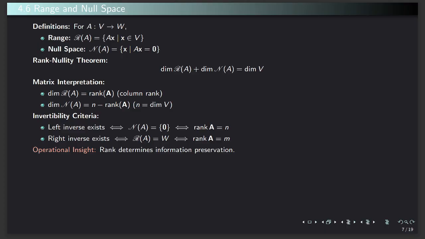But a left inverse exists if and only if the null space is trivial, meaning that the operator is injective and no information is lost. And the right inverse exists if and only if the range is the entire codomain, meaning the operator is surjective and can reach any state in the target space. Please let me know if you have any questions on that. I hope that was clear.